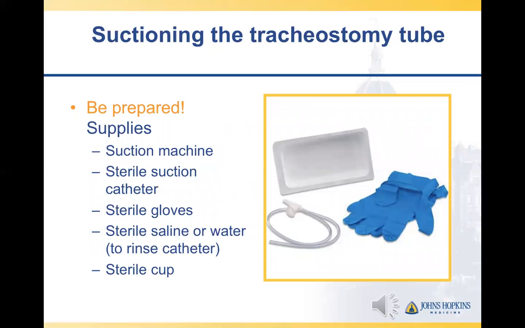Suctioning the tracheostomy tube is a routine part of tracheostomy care. Here again, you want to be prepared. Have all your supplies close by. For suctioning the tracheostomy tube, you will need your suction machine, sterile suction catheter, sterile gloves, sterile saline or water used to rinse the catheter, and a sterile cup.